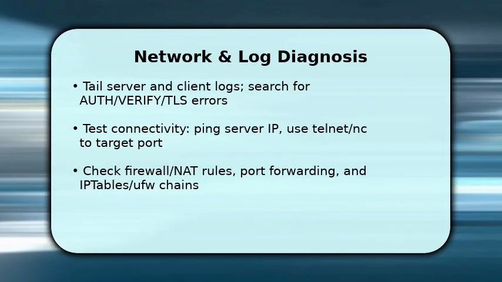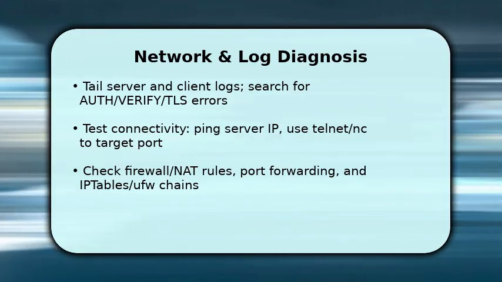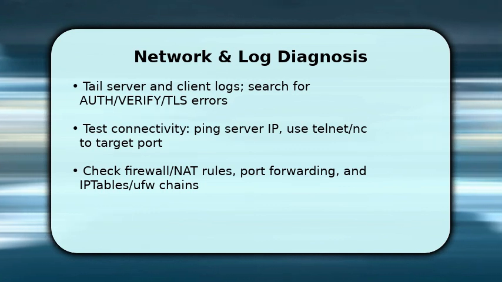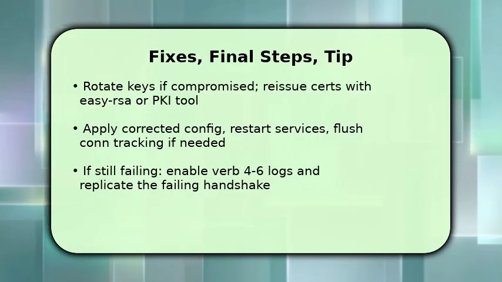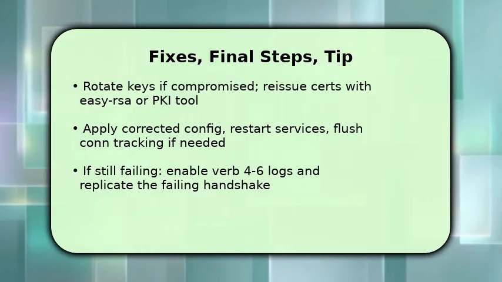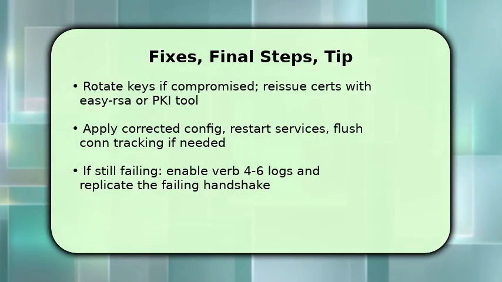Inspect firewall rules on both ends, NAT and port forwarding on routers, and ensure IP forwarding is enabled on the server. Once you apply corrective actions, replace mismatched server/client configs, reissue certificates if verification fails, and ensure server.conf or OpenVPN uses the right proto and dev type.